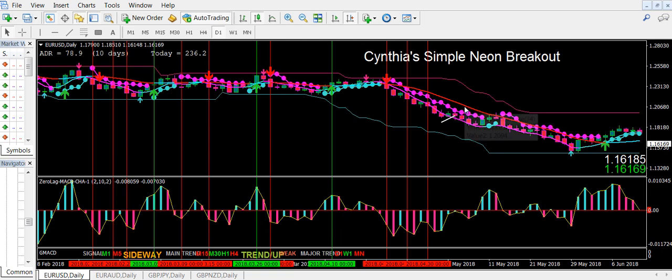After this little pullback, you have another sell reentry. So now all of these trades, for the basic money management technique, you've taken half of the lot size and booked half the lot size as profit.